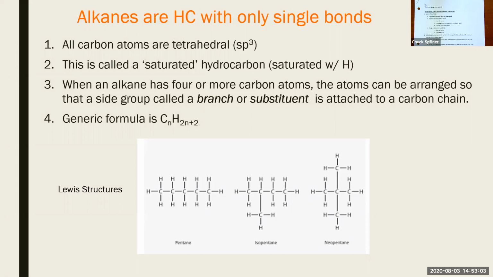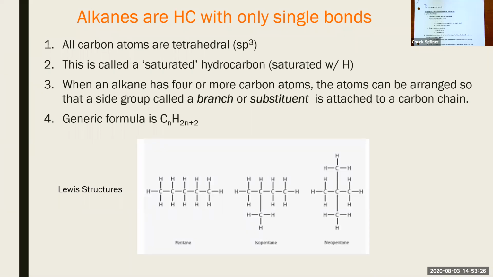When an alkane has 4 or more carbon atoms, it can be arranged so that you can get a branch, and depending on how many carbons, the more carbon atoms you have, the more branches you can have. And there's some examples of some of these Lewis structures below.